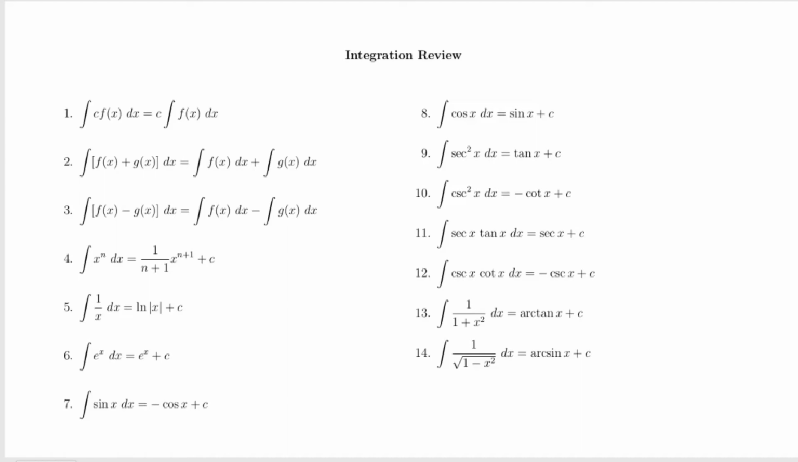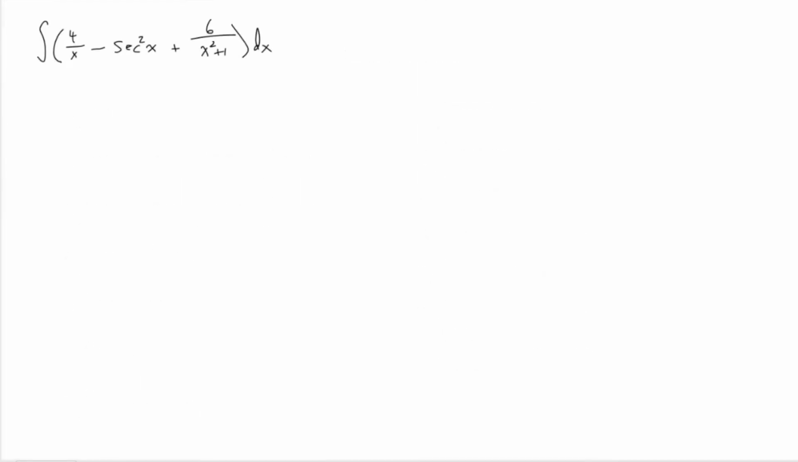Okay, let's try a couple of examples. Take a minute and see if you can compute this integral, the integral of 4 over x minus the secant squared of x plus 6 over x squared plus 1 with respect to x. Pause the video. When you're ready, start it back up again.